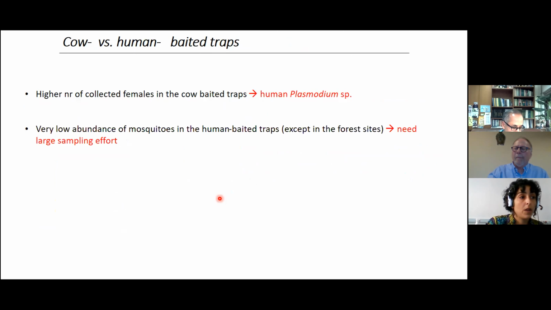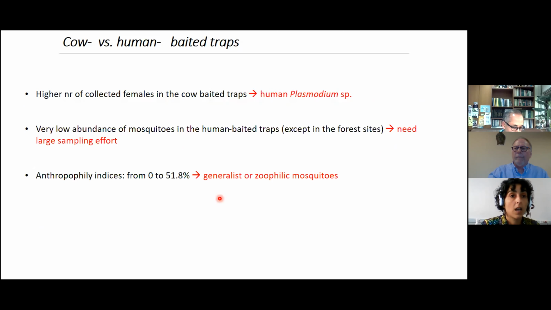There was a very low abundance of mosquitoes in the human baited traps, except in the forest sites, which means that using this trap requires a larger sampling effort than using a cow-baited trap. These mosquito populations are mainly generalist or zoophilic. So we really have, as Brandy was also saying, to think about the vector control tools, how we sample them. They are not all anthropophilic and just biting indoor. They are different. It's not Africa.